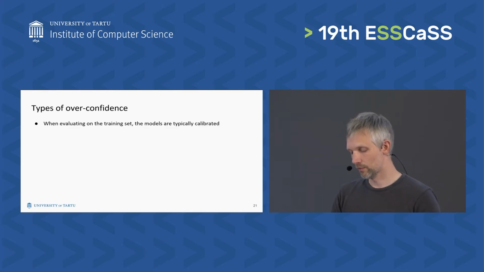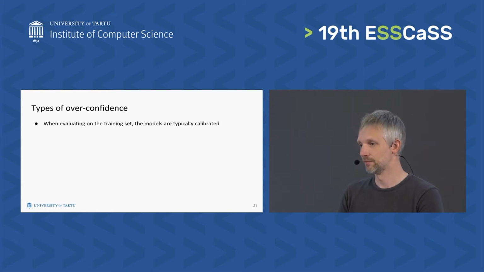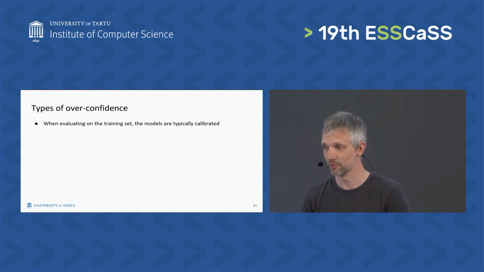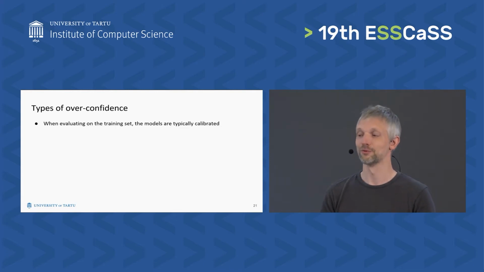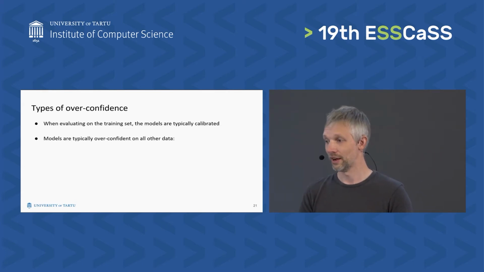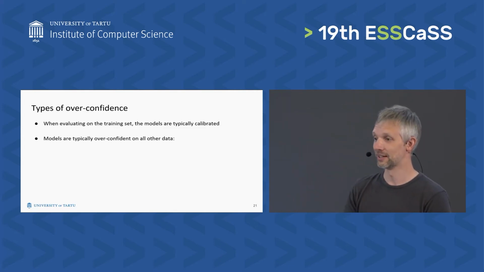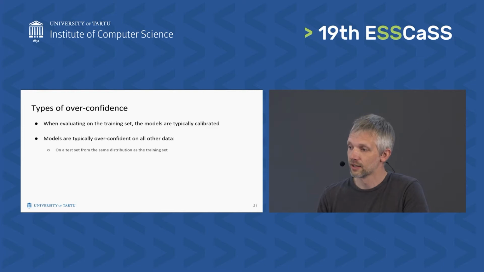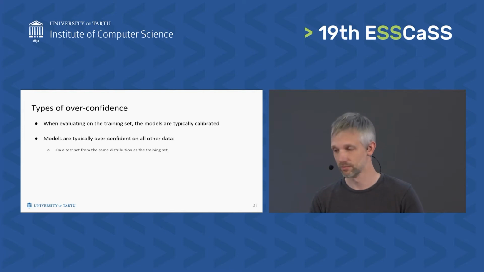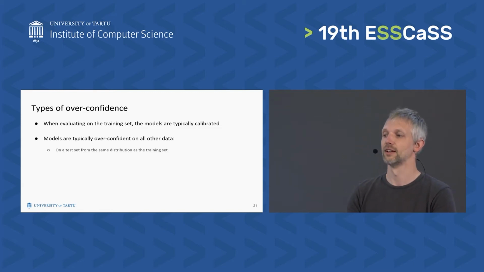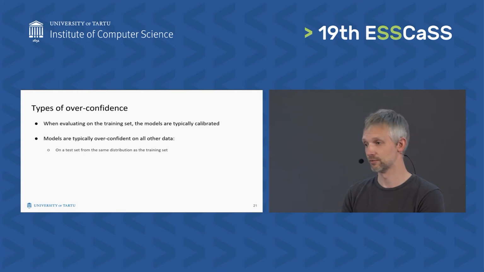So overconfidence happens often. But if you look at the training set on which the model was actually trained, then models are typically calibrated. But of course, that's a sign of overfitting. And if you go to any other data, then it's not calibrated and it's typically overconfident. For example, even if the test set is from the same distribution as the training set, so that's our IID assumption, it typically happens that the model is overconfident.